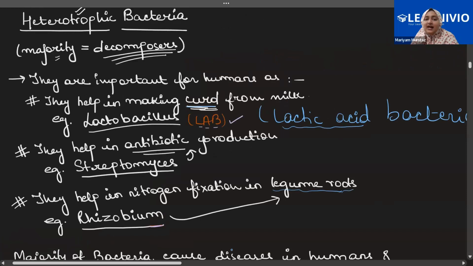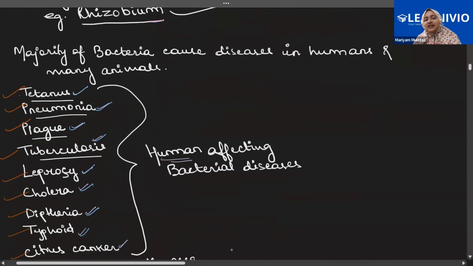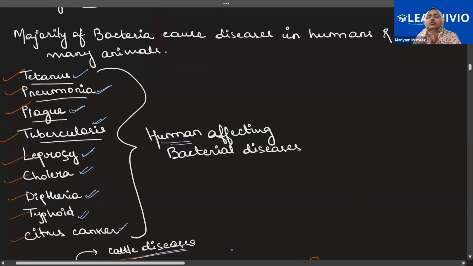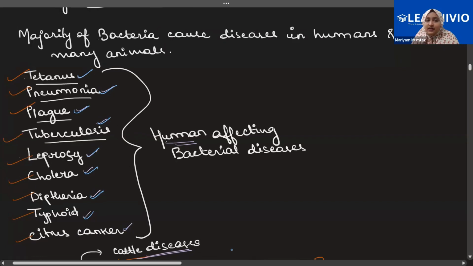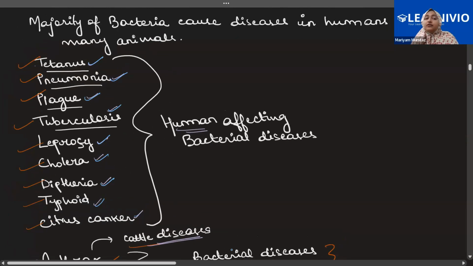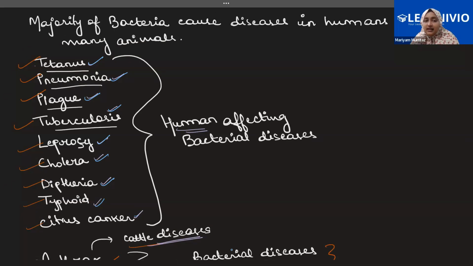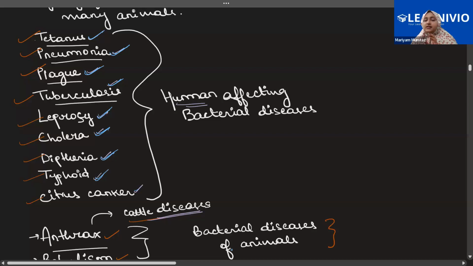Now, this is as far as the benefits go. Bacteria are also very detrimental and harmful for us, because there are so many bacteria that cause diseases in humans and animals. This is the list of diseases caused by bacteria in humans, such as tetanus, pneumonia, plague, tuberculosis, leprosy, cholera, diphtheria, typhoid, and citrus canker. All of these are bacterial diseases.